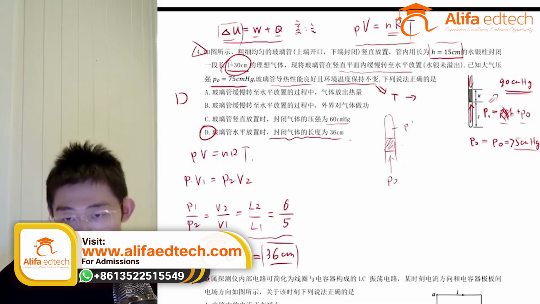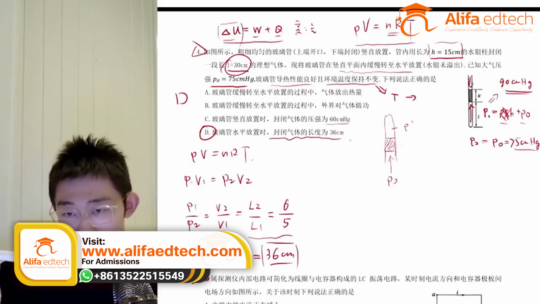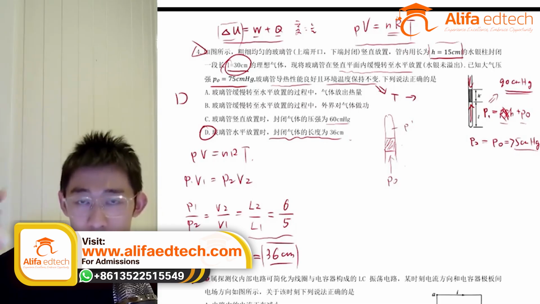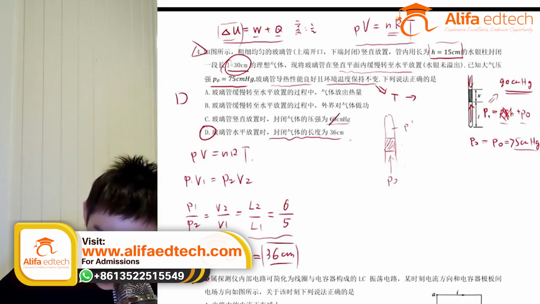If you lay it flat, it is 75. If you stand it upright as it is now, it is 75 plus 15. If you flip it upside down, it is 75 minus 15. So you need to sort out these three situations yourself. C is definitely wrong. It should be 75.